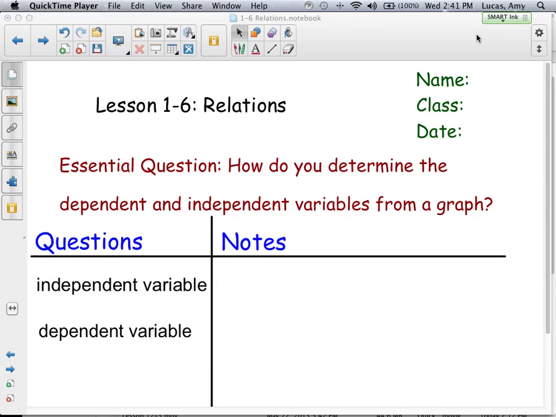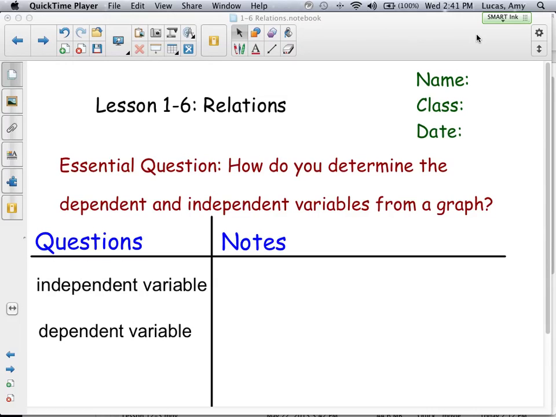Lesson 1-6, Day 2, Relations. Essential question: How do you determine the dependent and independent variables from a graph? The two new vocabulary words are independent variable and dependent variable.